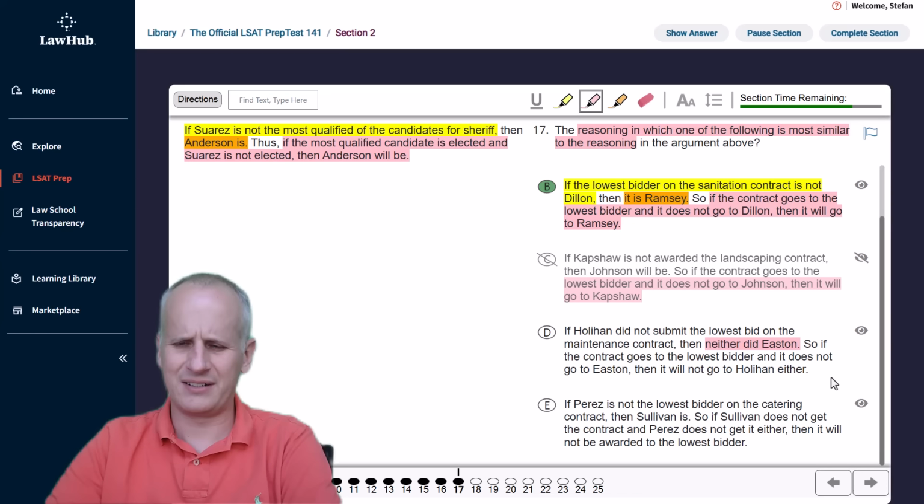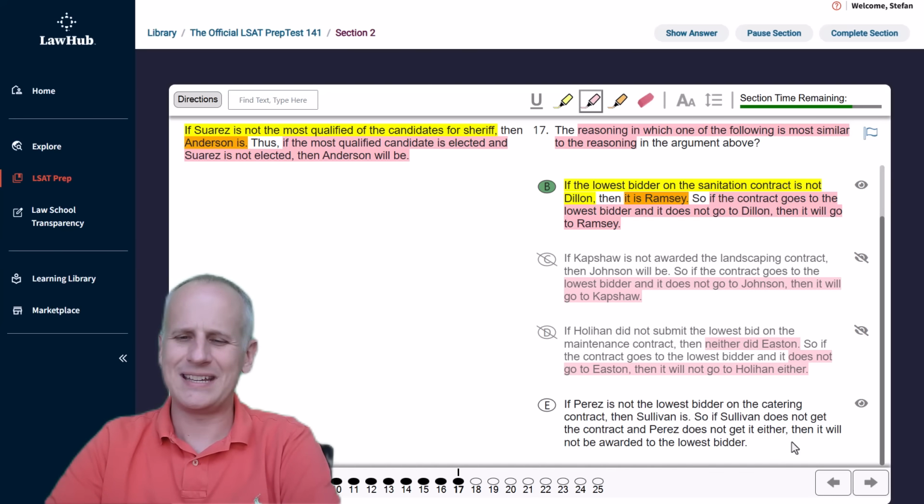Okay, and it doesn't go to Holohan. Again, it's absolutely a valid argument because they didn't submit the lowest bids. But if Easton didn't, then Holohan could. There's a whole lot of reasons that D is going to be wrong. You're probably not going to spend this much time going through it, but ultimately we know that it's not about it not going to either of these two people, if we go back to our original argument.